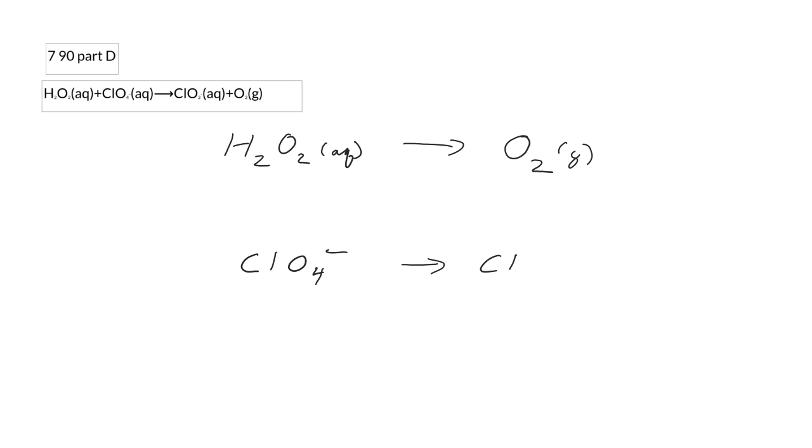All right, first thing we're going to do is break up our half reactions. So I've got hydrogen peroxide on this side going to oxygen gas, we'll assume, on this side, and then I have perchlorate on this side going to chlorite on this side.